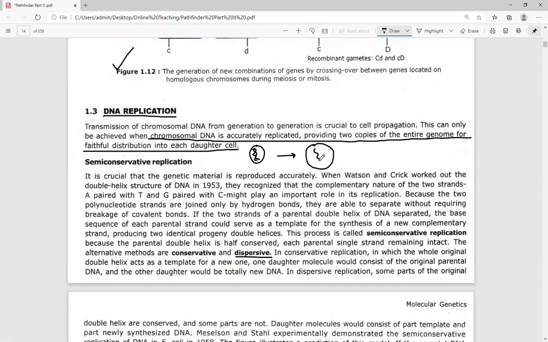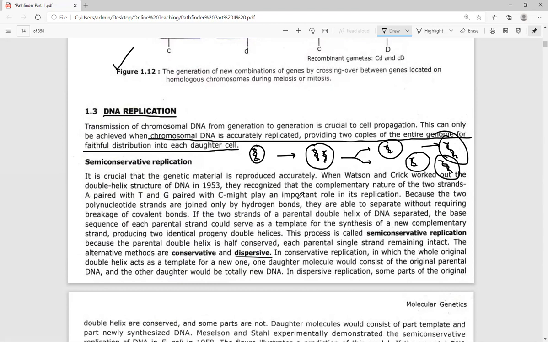One and another, it has been broken down into two. This broken down genetic material would have been inherited by two different cells, one here and another here. Later on, this broken DNA will grow and become full size. This DNA will also become full size, producing two different daughter cells.